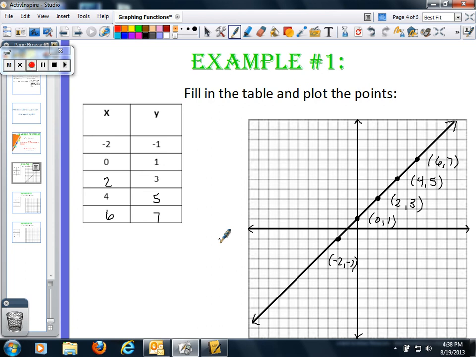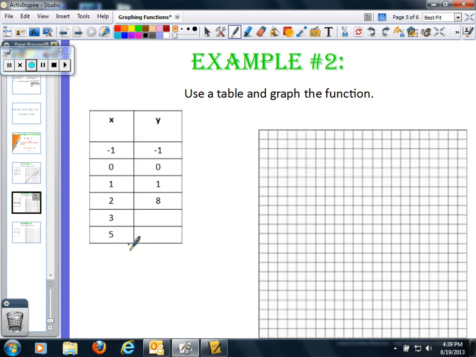To where if I asked you, okay, you tell me if x is 100, what would the value of y be? Okay, and remember, x is your independent variable, so the value of y is based from what your x value is. Okay, let's go ahead and do example number 2.